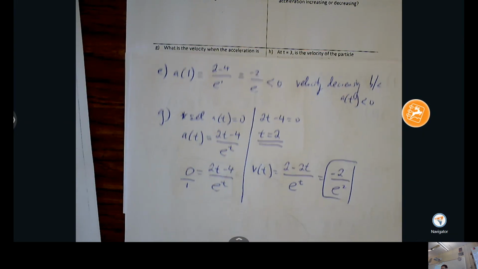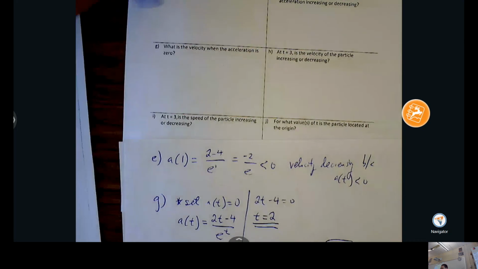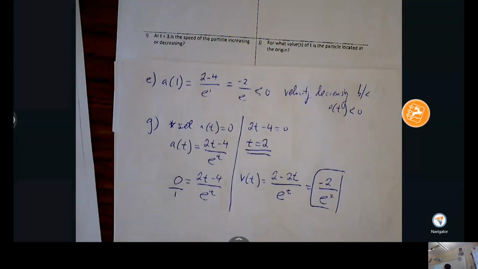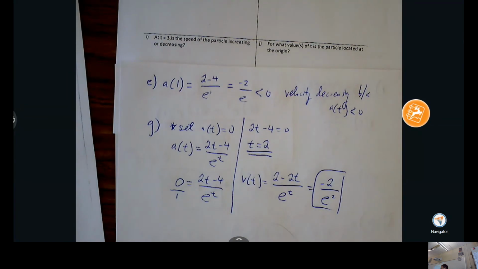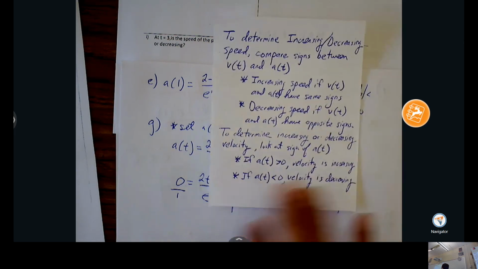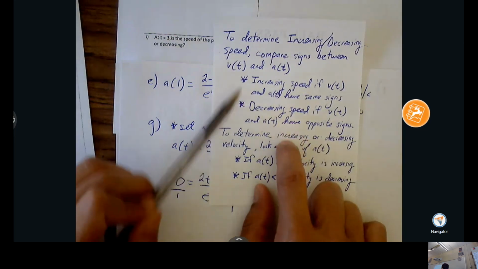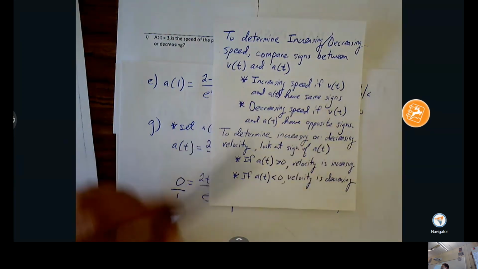Let's look at part I. At t equals 3, is the speed of the particle increasing or decreasing? So how do we approach increasing, decreasing speed? Say it again? Good, compare, right? Compare signs. Yeah, good. So find acceleration at 3, find velocity at 3, and see if we can decide how the signs are pairing up.